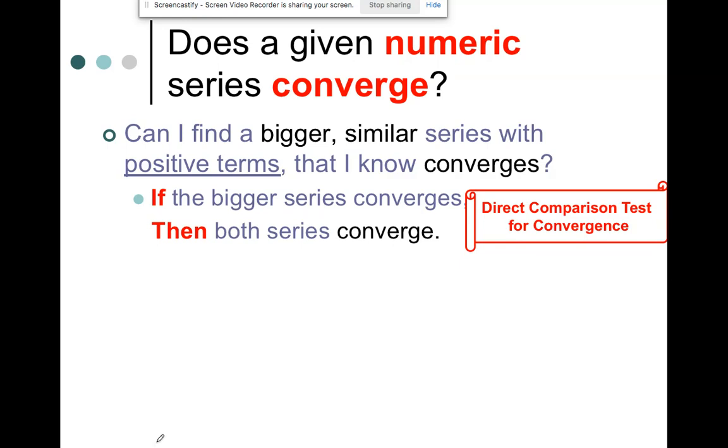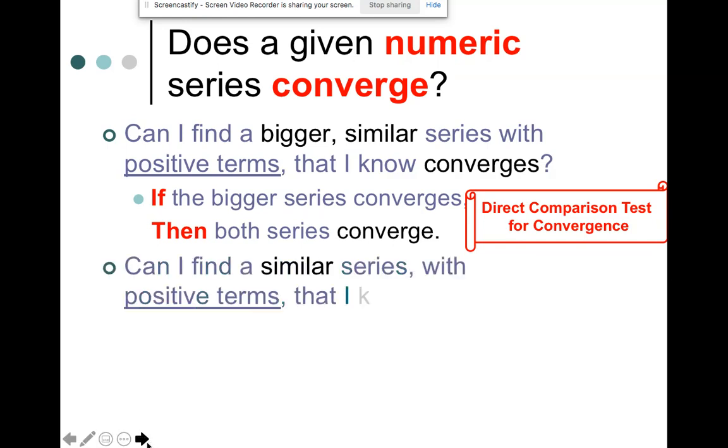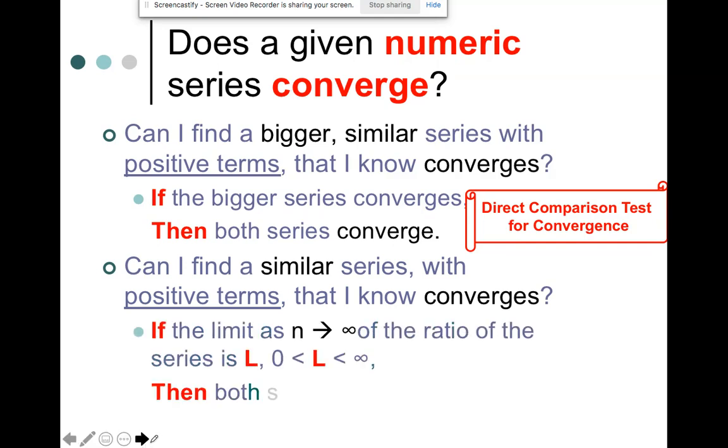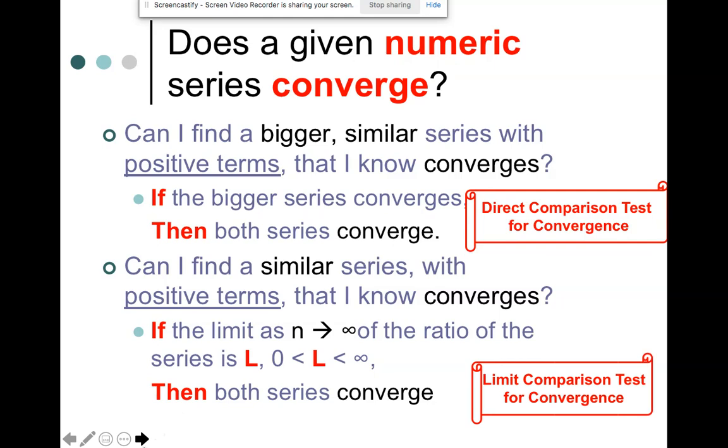I'm not interested in testing for divergence. Can I find a similar series with positive terms that I know converges? If I don't care which one's bigger, or I can't figure it out, then I do the limit comparison test for convergence. Again, I'm not trying to find divergence. I'm only looking for convergence for each of these.